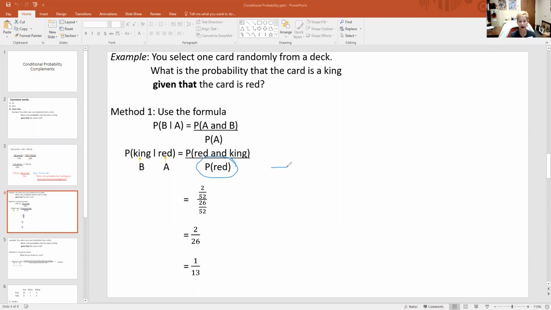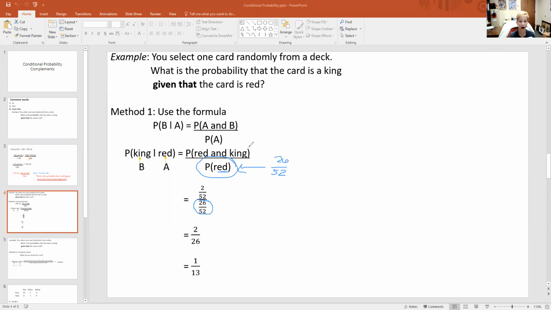Remember, what always goes on the bottom is your total. So how many cards are in the deck? 52. Of those cards, how many are red? 26 of them. So that's why on the bottom I've got 26 over 52. That's what I got when I did the probability of red.